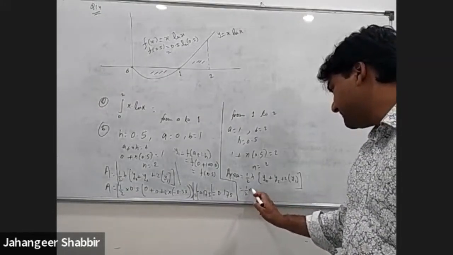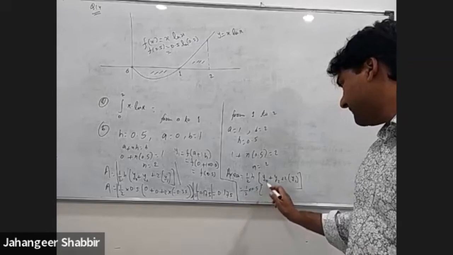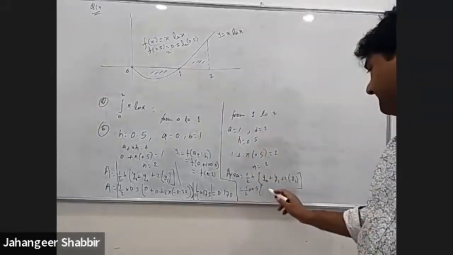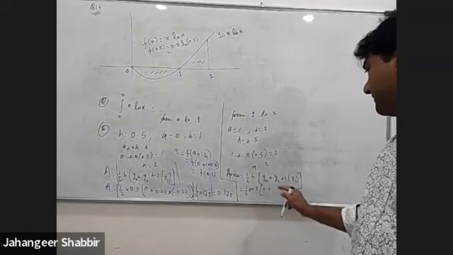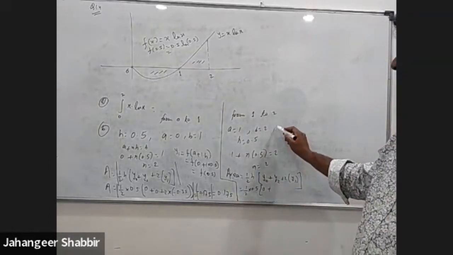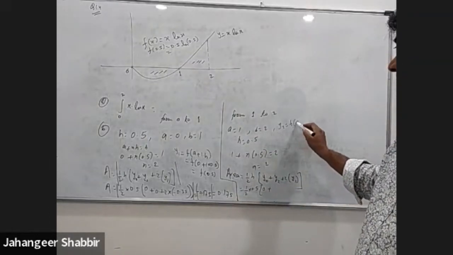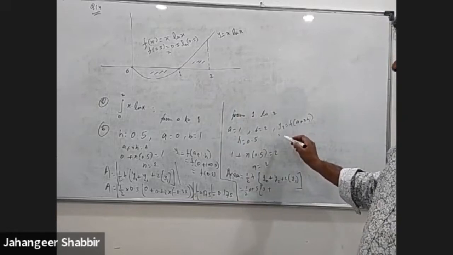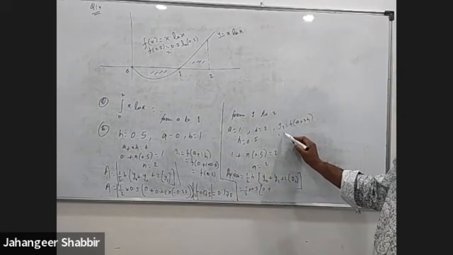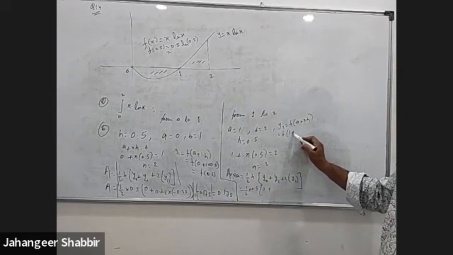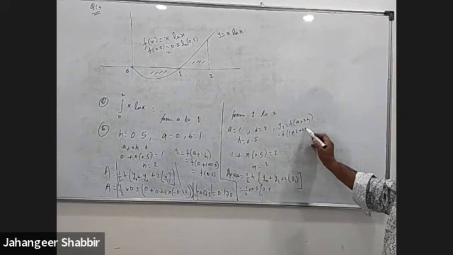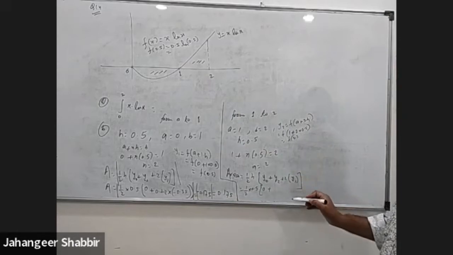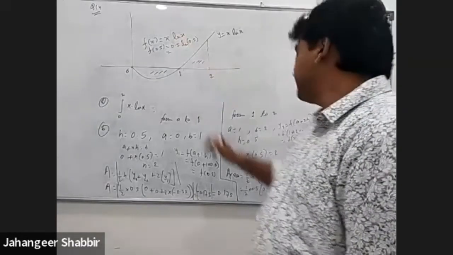Okay. Now let's figure out here. Half times 0.5 times y0. Here y0 will be f of 1, which is 0. You can check. And y2 we need to find. y2 is f of a plus 2h. And a is 1, and h is 0.5. So basically it is f of 2, which is 2 times ln 2.